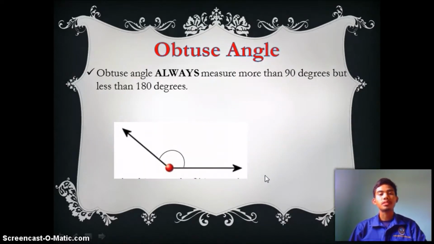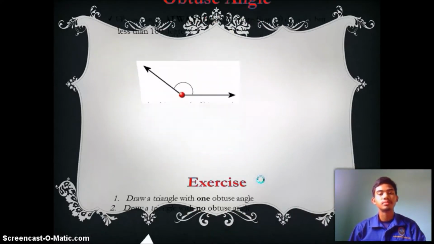Next is obtuse angle. Obtuse angle always measures more than 90 degrees but less than 180 degrees. 190 degrees here is more than, but less than 180 degrees. If it is less than 90 degrees, it will become an acute angle. But if it's more than 180 degrees, it will become a reflex angle, which I will explain to you later.